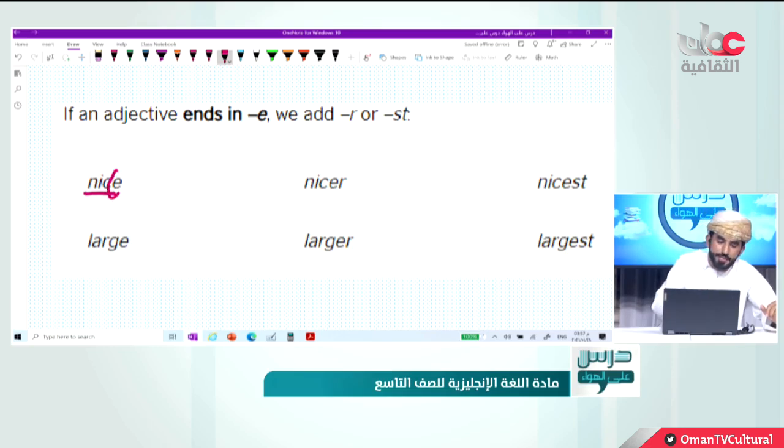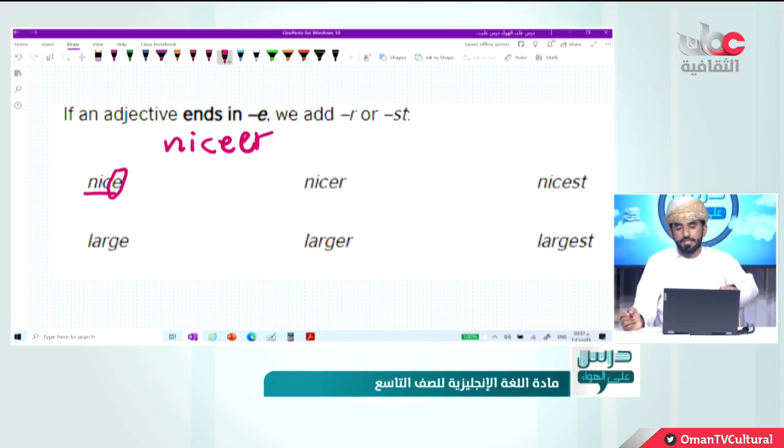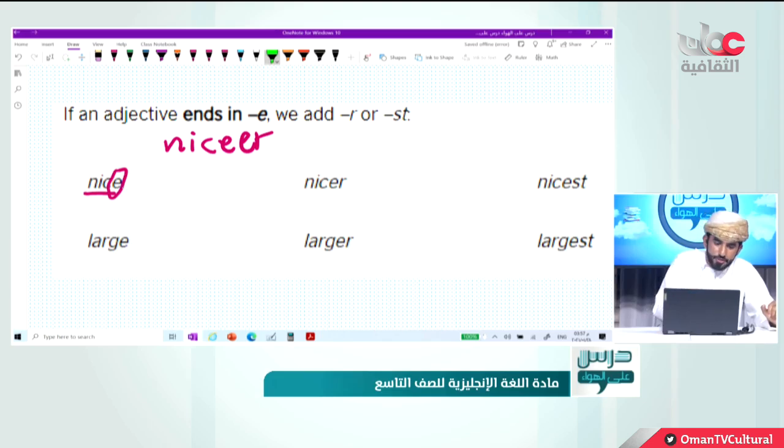Ends with what? With E, exactly. So E is a part of the adjective itself. Should we add another E? Can we say it like this? Is it correct to say nicer, pronounced this way? Is it correct to do this? Wrong. Who can tell me why? Exactly. Thank you so much, Salma, behind the screen. Very nice, yes. Why? Because, teacher, yes, there is E, and the E is a part of the adjective.